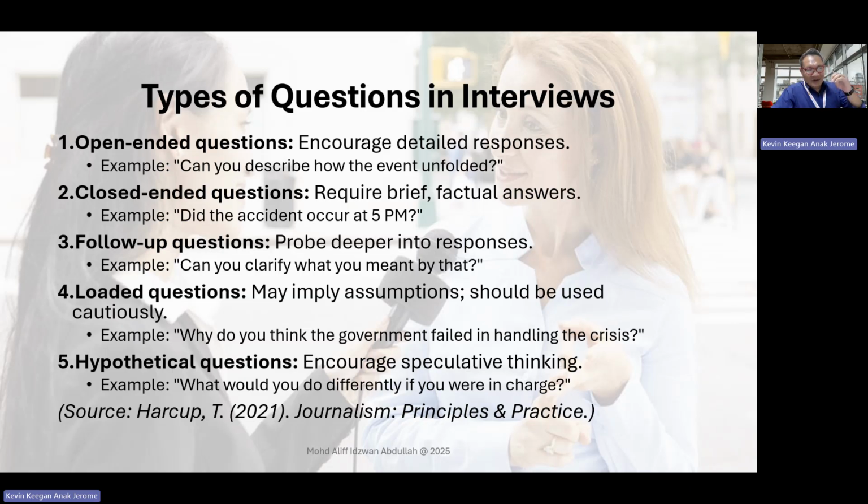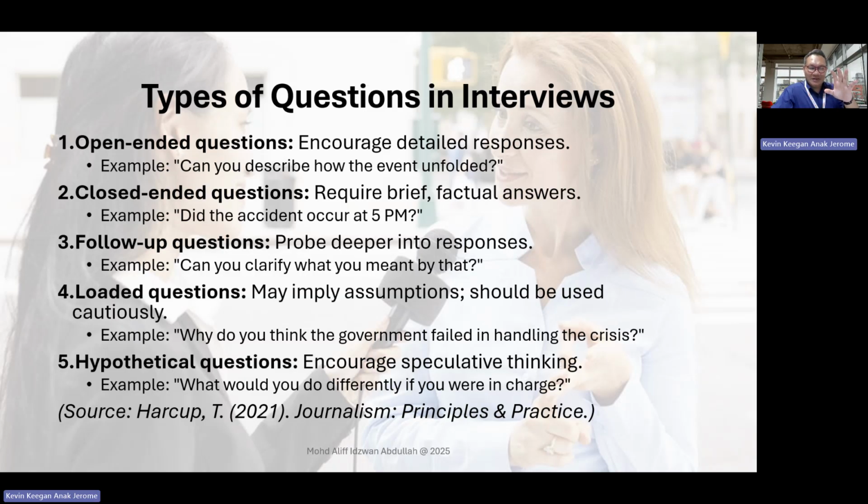For example, you did say something in this particular magazine regarding a particular subject of interest. Can you elaborate on that? That's a follow-up question. A loaded question implies an assumption and should be used cautiously. Loaded, for example: why do you think the government failed to handle the crisis? So you throw the question. Just let me slow down. Loaded question.